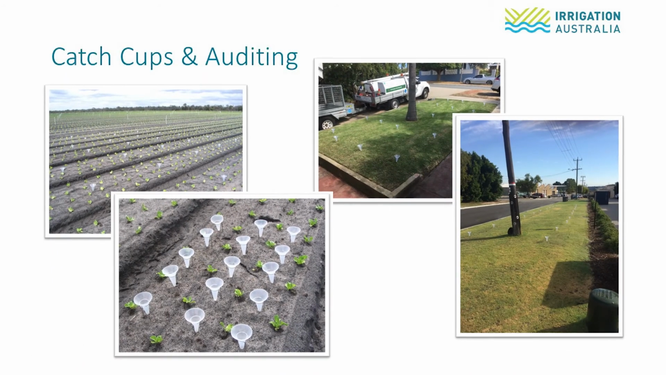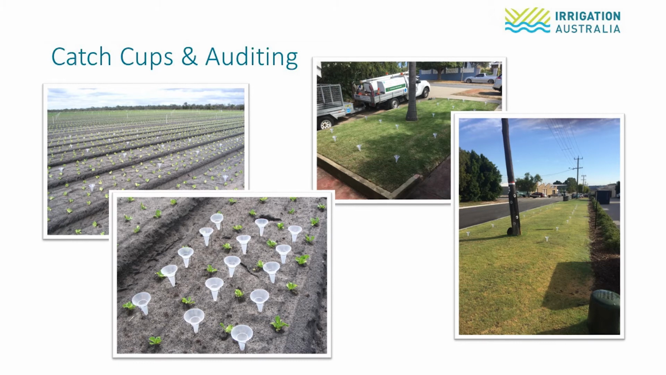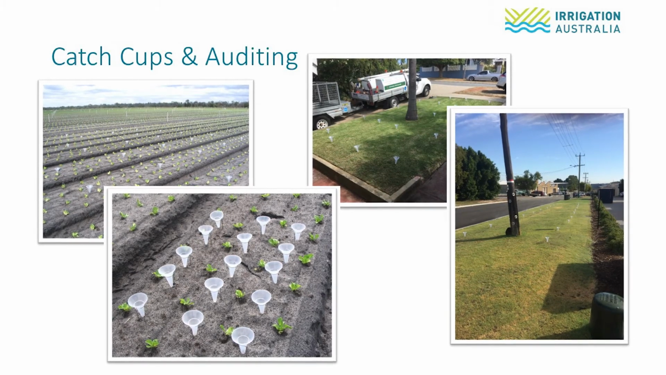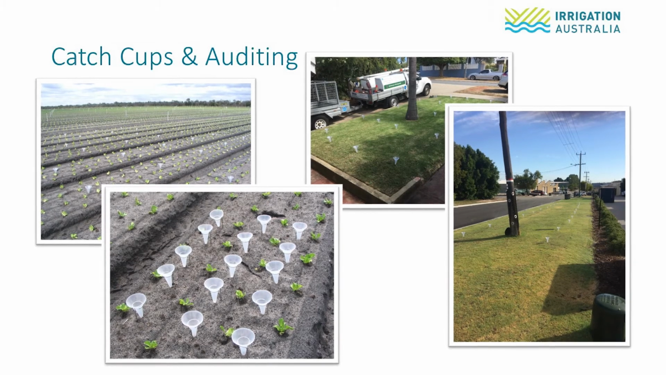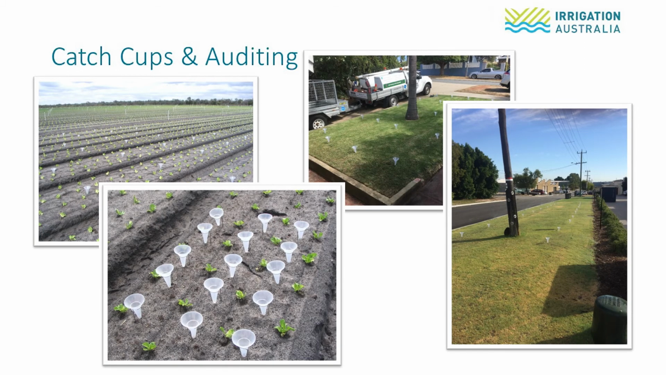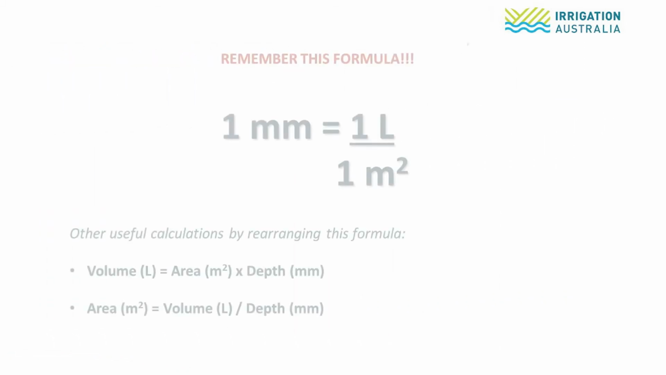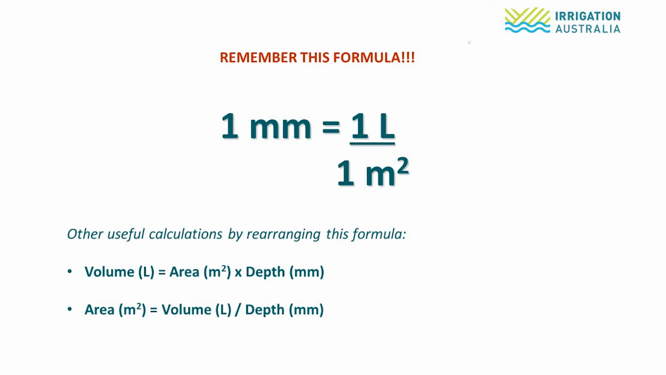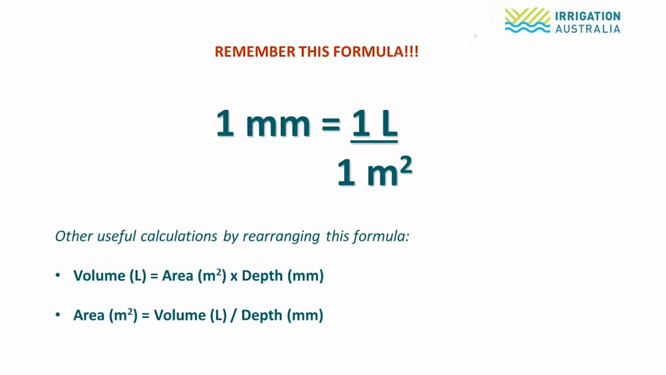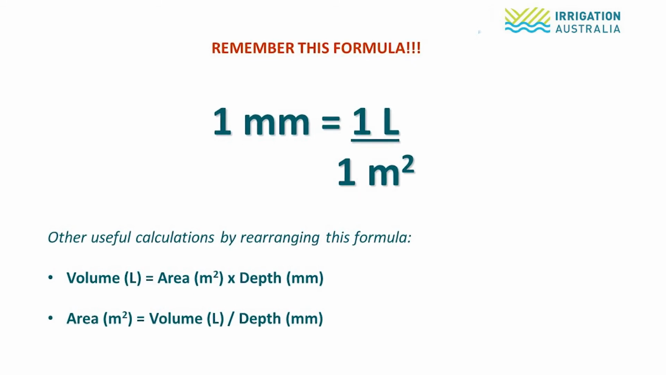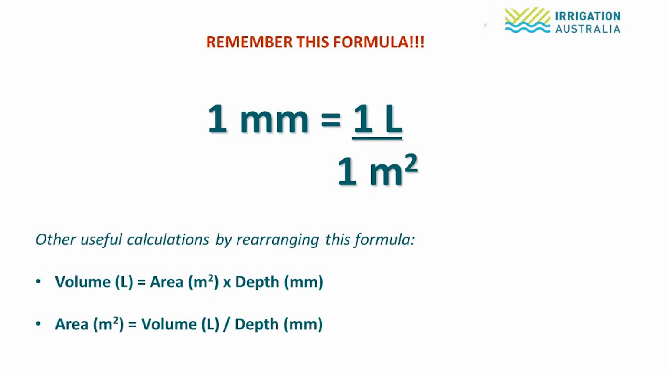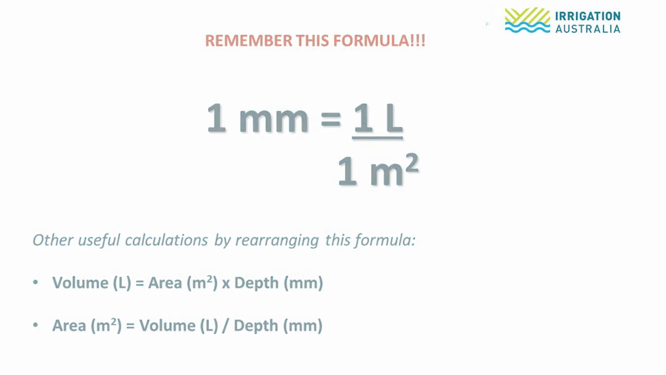Catch cups are a valuable auditing tool. Placed around an irrigated zone, they can measure the precipitation rate of a system and how evenly the system waters. Ideally, all cups should have close to the same amount of water in them after running the system for a set amount of time. Remember the formula that 1 millimetre of applied water equals 1 litre applied over 1 square metre of irrigated soil. By rearranging this formula, you can calculate the volume of water required to irrigate an area or the area that can be watered by the available volume of water.